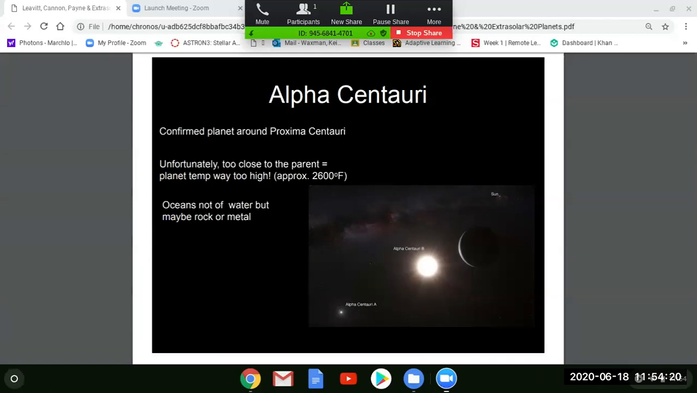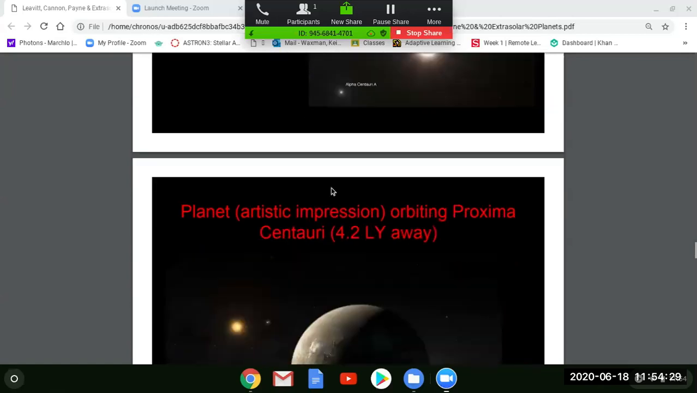It's a molten planet. So we're finding planets out there that are so close to their stars that even though we don't see the planet, we can figure out they're molten planets. Very strange.